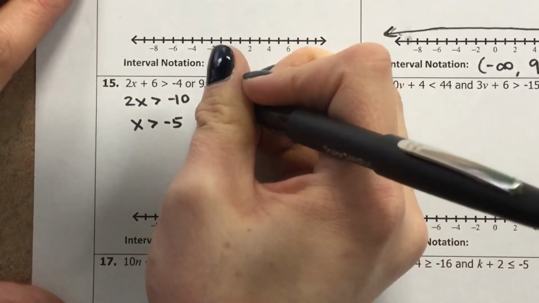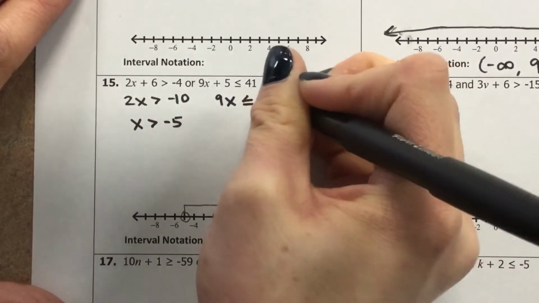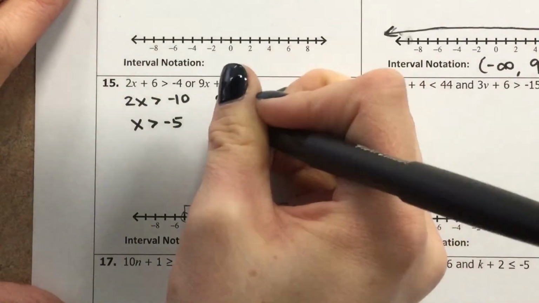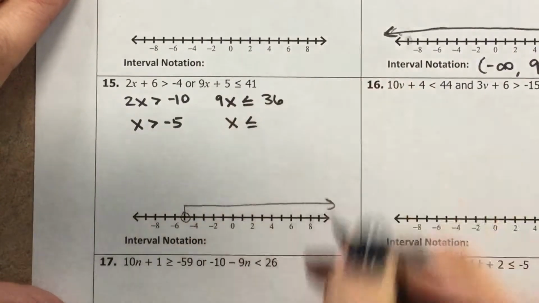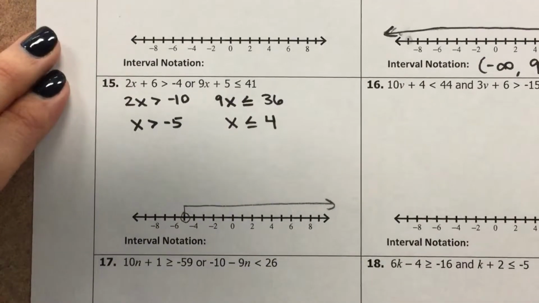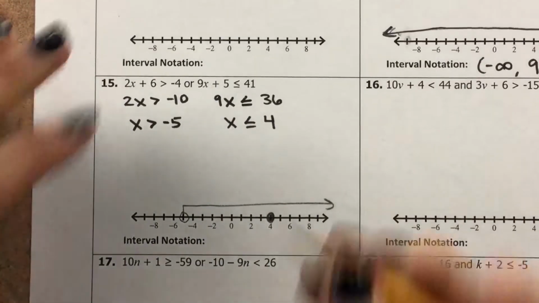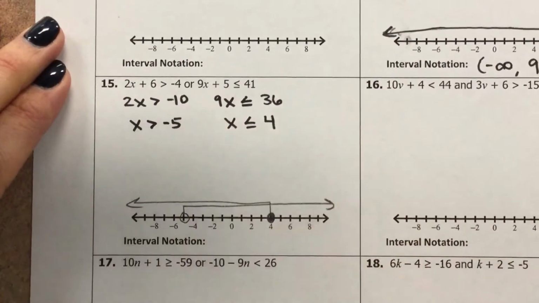And then solve this one. So subtract 5 from both sides. So on this right, 41 minus 5 is 36, and divide both sides by that 9. So less than or equal to 36 divided by 9 is 4. So all on one number line. Less than or equal to 4, this is going to be a closed circle right here, and less than or equal to takes me off to the left.